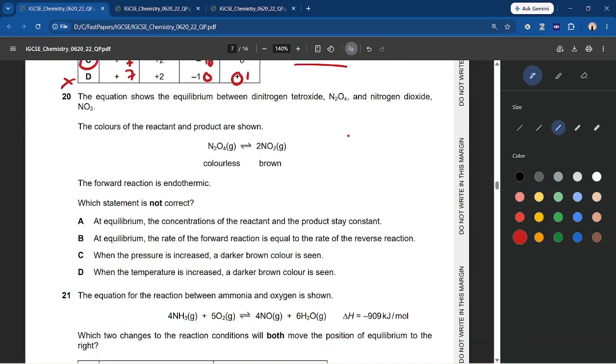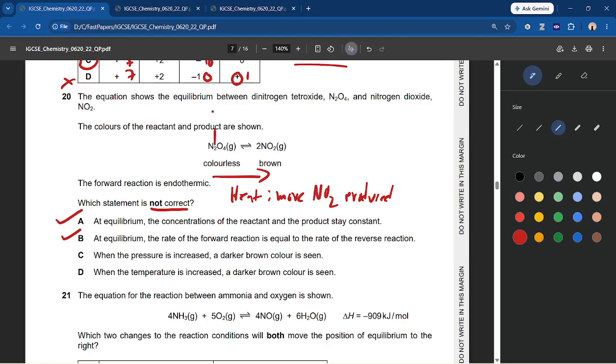Question 20. The equation shows the equilibrium between dinitrogen tetroxide and nitrogen dioxide. The colors of the reactant and product are shown. The forward reaction is endothermic. So the forward reaction is endothermic. That means that when you add heat, more NO2 is produced. So let's see what we've got. At equilibrium, the concentrations of the reactant and the product stay constant. So we're looking at which students say not correct. So this is correct. At equilibrium, the rate of the forward reaction is equal to the rate of the reverse reaction. Very correct. When the pressure is increased, darker brown color is seen.